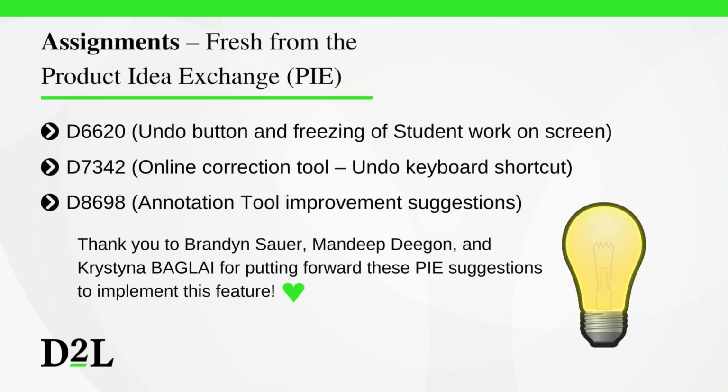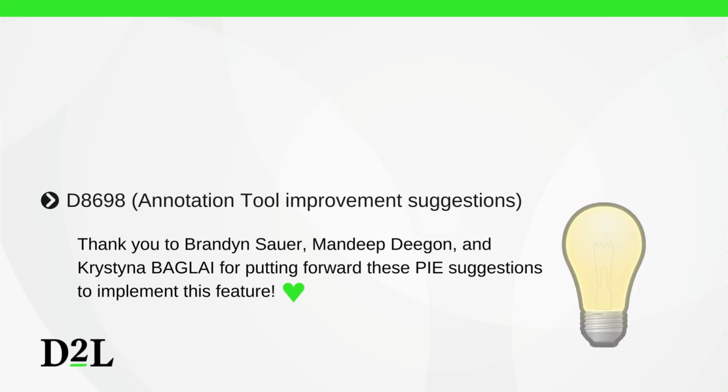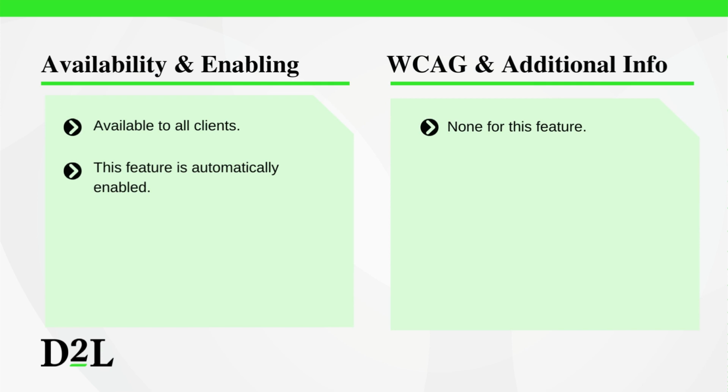The Assignments feature implements the following PI items. The 6620, Undo button and freezing a student work on screen. The 7342, Online correction tool, undo keyboard shortcut. And the 8698, Annotation tool improvement suggestions. Thank you to Brandon Sawyer, Mandeep Deegan, and Christina Bagley for putting forward these PI suggestions to implement this feature. The Assignments feature is available to all clients and is automatically enabled.